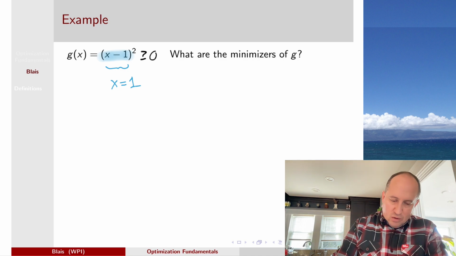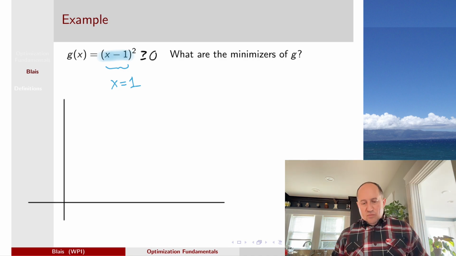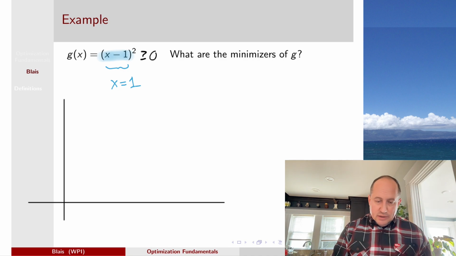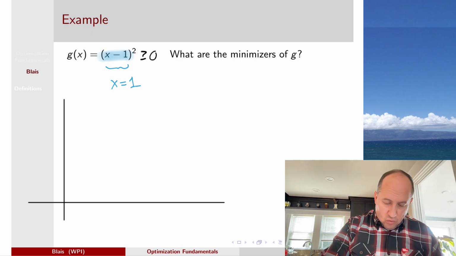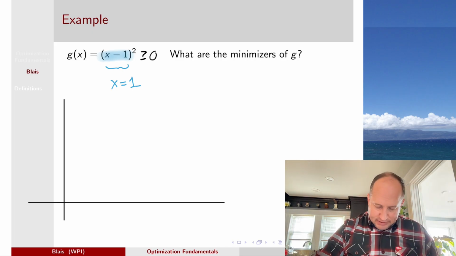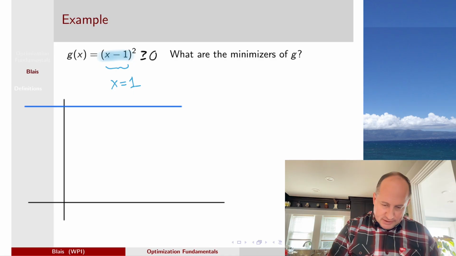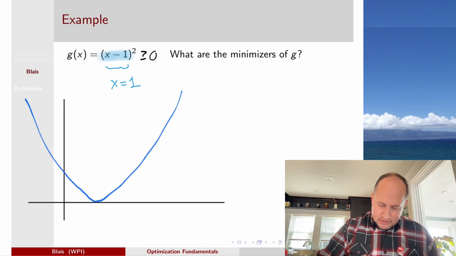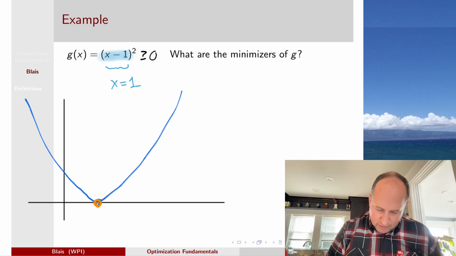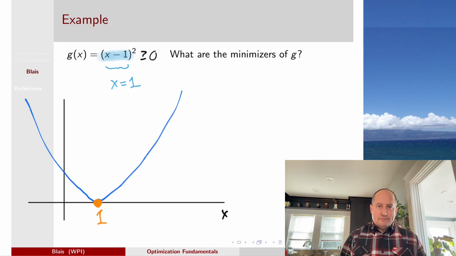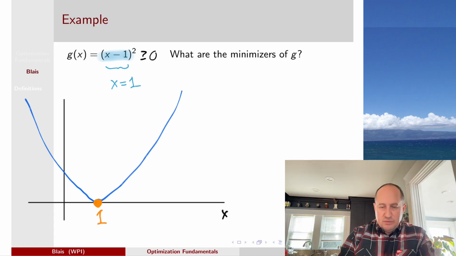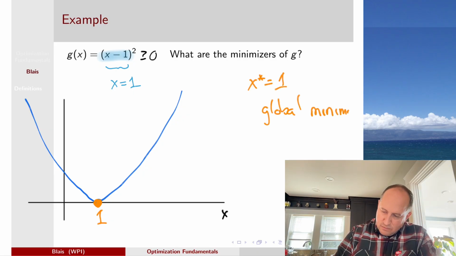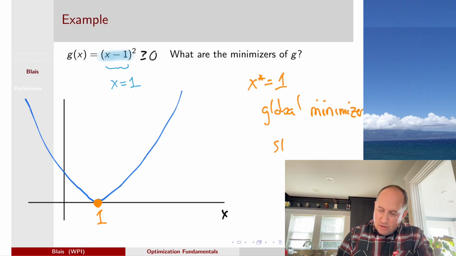And of course we know that the graph of this, y equals x squared, shifted over 1 unit, and so we know we get something parabolic like this, and we know that its minimum, global minimum, happens here at x equals 1. So x equals 1 would be the global minimizer, and it's also a strong local minimizer.